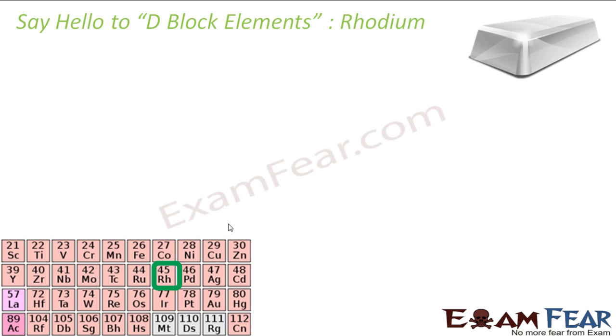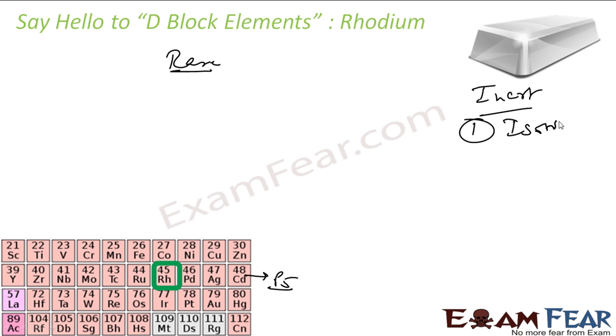Let's talk about the next element, rhodium. This is also period 5. This is rare and costly also. This is also silvery white, hard, and not much reactive, so it is chemically inert. It has only one naturally occurring isotope, and since it is not reactive, it is usually found in the free state, not in the combined state. This is also resistant to corrosion, and this was discovered in 1803.